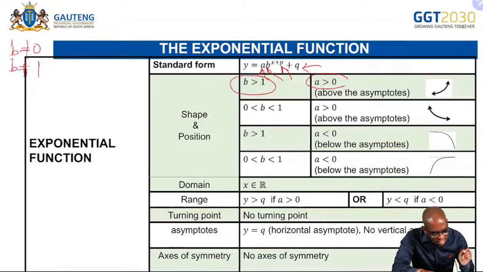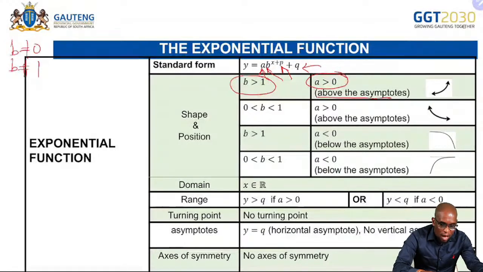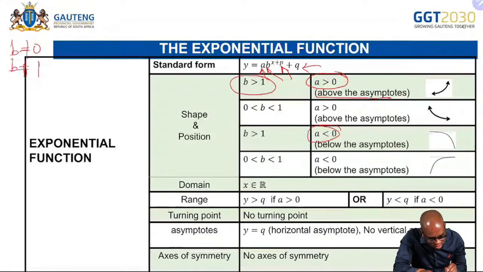And if A is positive, you get to see that the graph starts above the asymptote. So the value of A tells you whether you start above or below the asymptote. If A is positive, you will always start above the asymptote. But if A is negative, you will always start below the asymptote. You can see that these functions here, this function and that function, start below the asymptote, but these two start above the asymptote because A was positive.